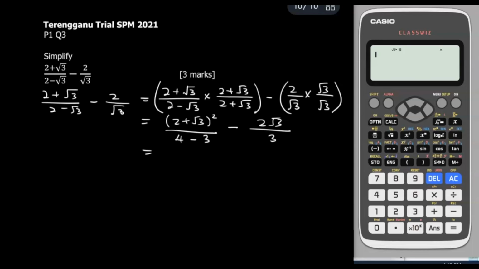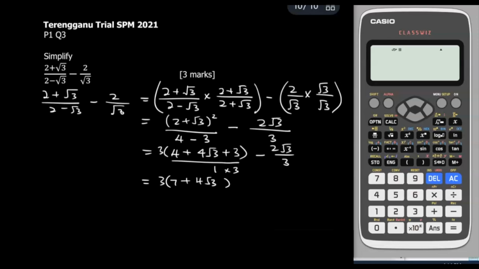So for this one, you will get 4, we expand the top, plus 4 surd 3, then plus 3, then over 1. Then minus 2 surd 3 over 3. So the top here will be 7 plus 4 surd 3. We want to make the denominators between the two fractions the same. So we have to times 3 here, and then we have to times 3 the whole thing here. So it becomes 3 like that. Minus 2 surd 3, then the whole thing over 3.